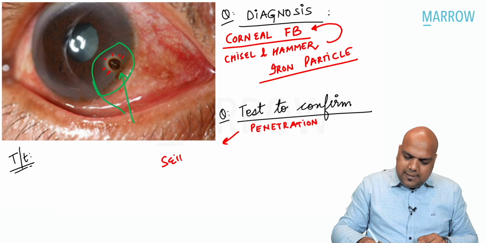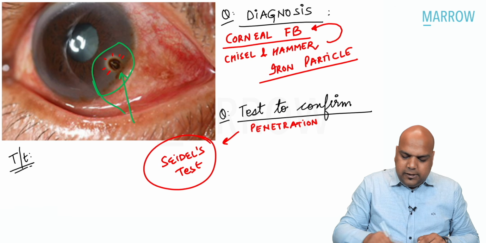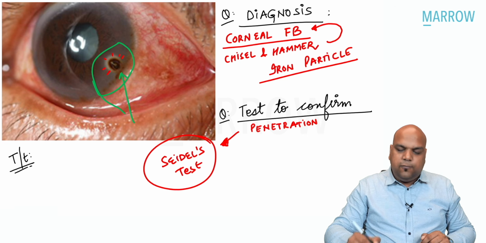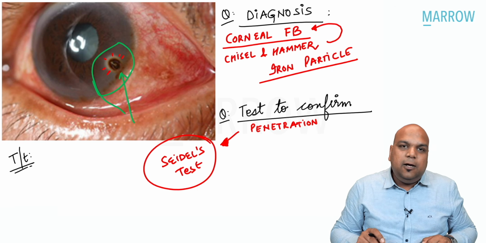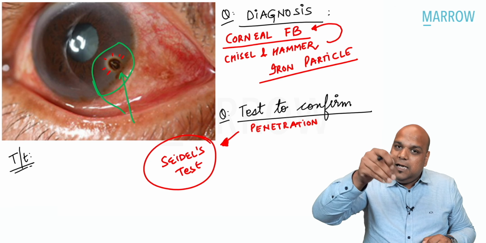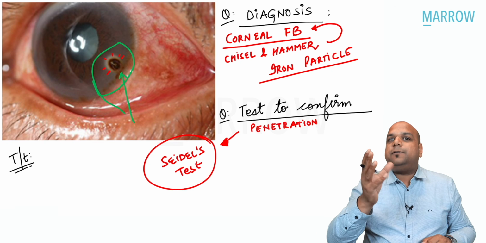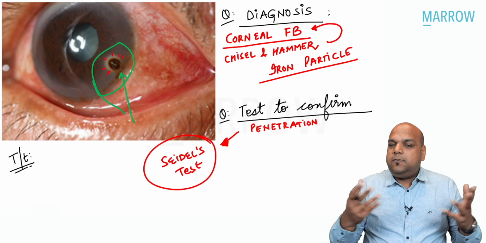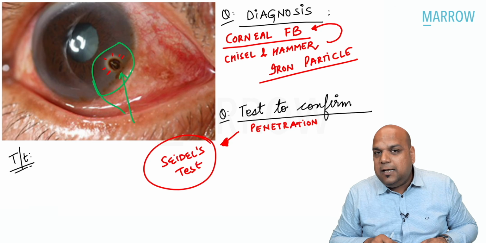That test is called Seidel's test. This I have taught, if you remember, in the theory on uses of fluorescein dye. So we stain the cornea with fluorescein dye. If there is a hole in the cornea, the fluorescein dye will leak inside the anterior chamber and the aqueous will also take a greenish color. But if there is no leak, the aqueous will not be green. That's the basic idea, Seidel's test.